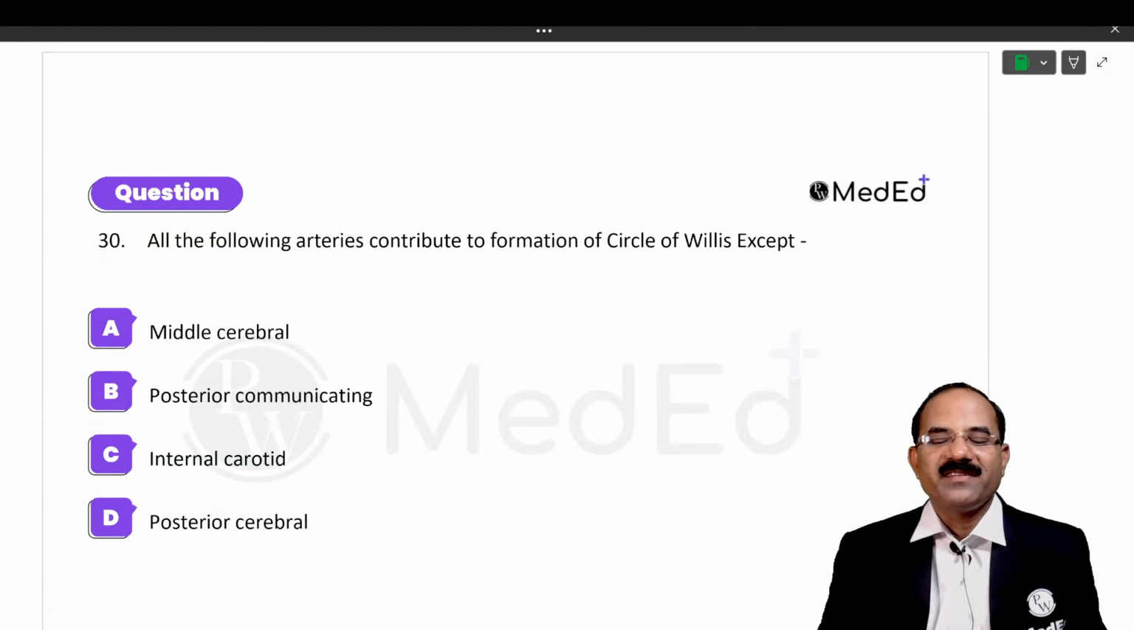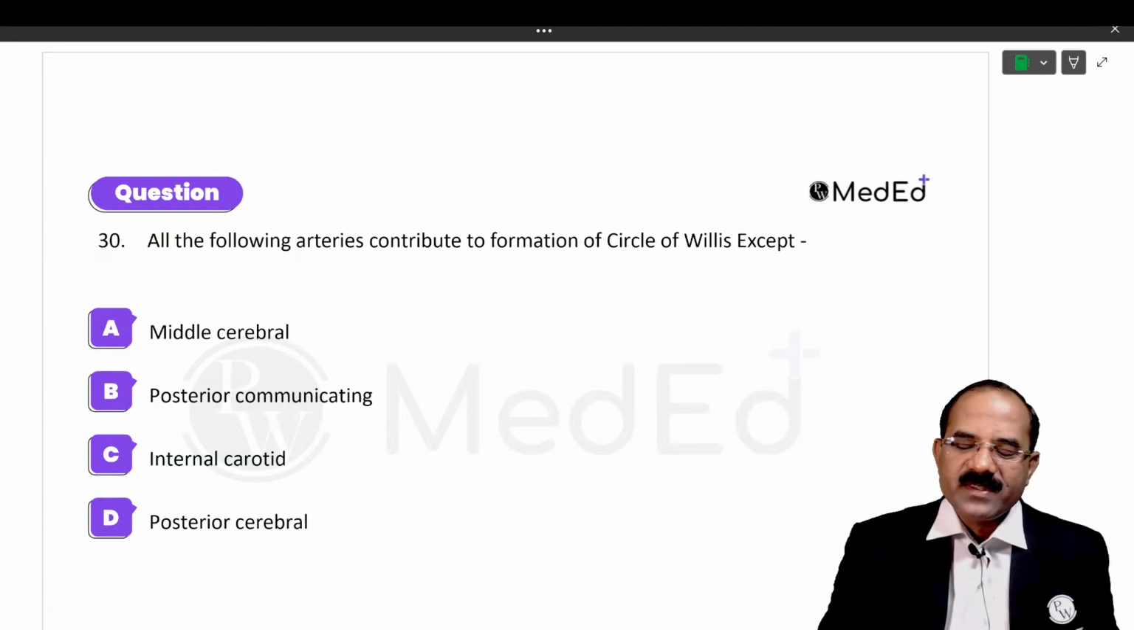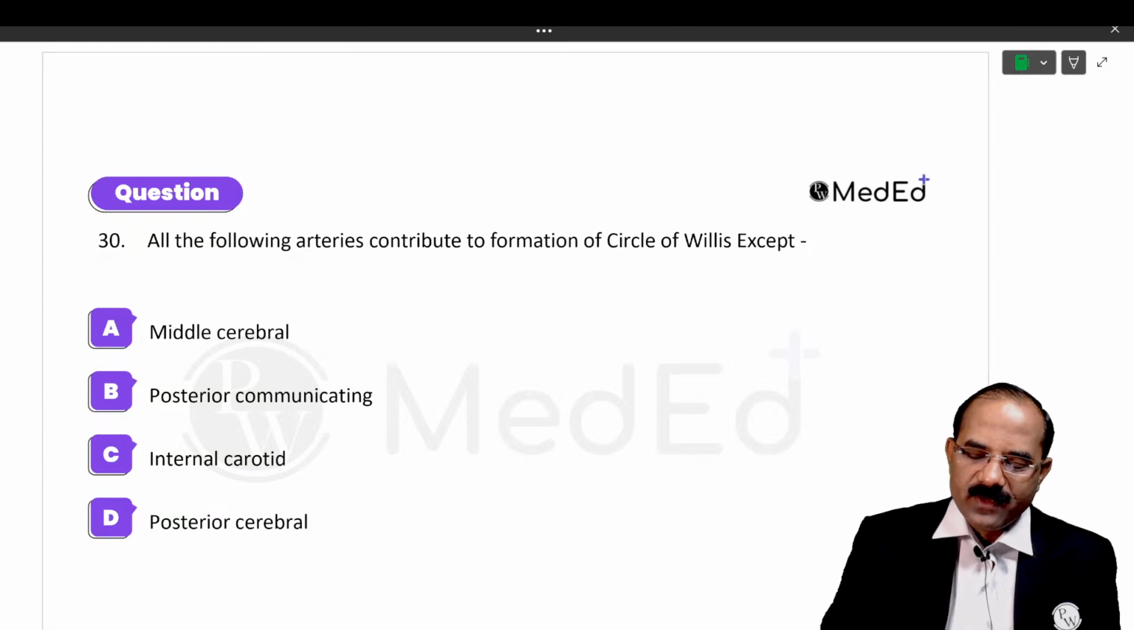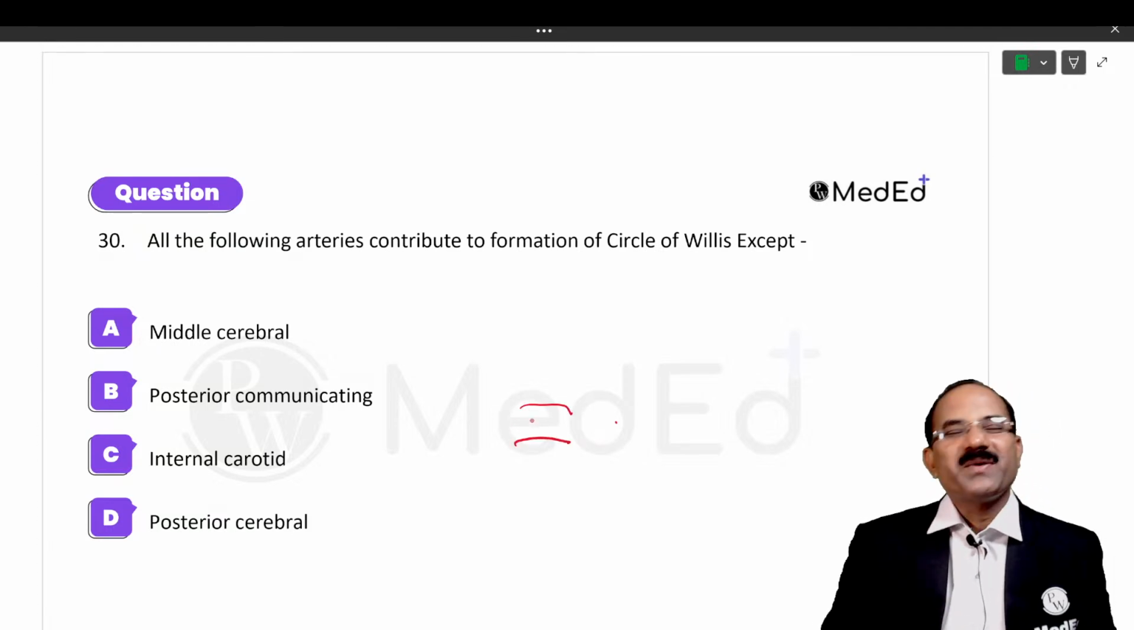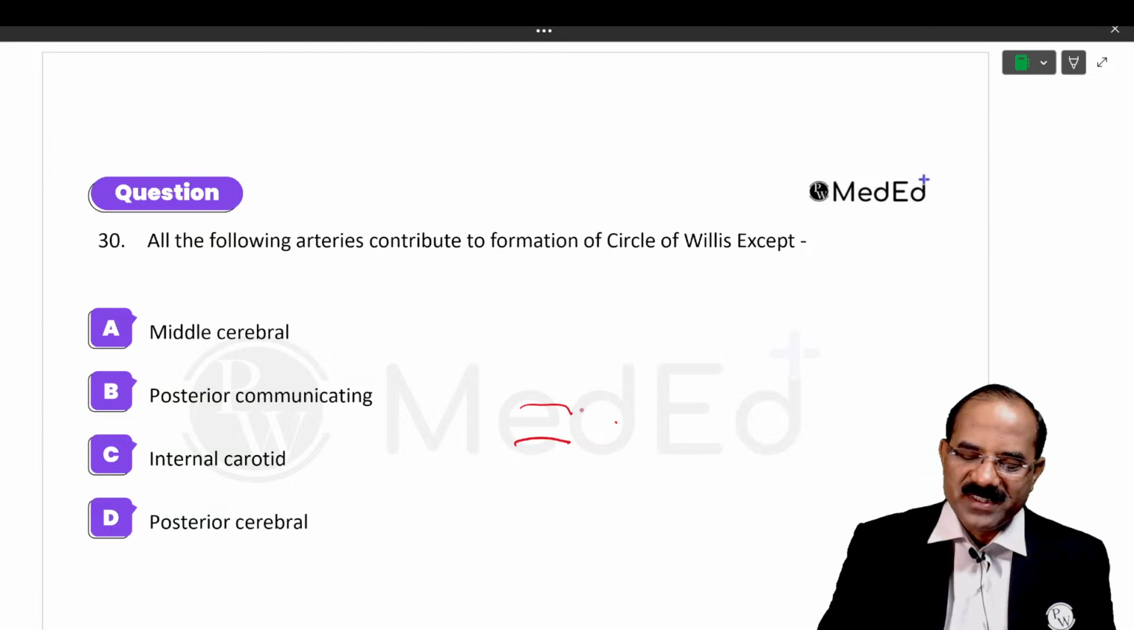Yes, anyone? Circle of Willis. Chalo, I'll draw this for you. That's the internal carotid, bacha. That's the internal carotid. Yes, very good. The answer is middle cerebral. Very nice. You've answered it so fast.